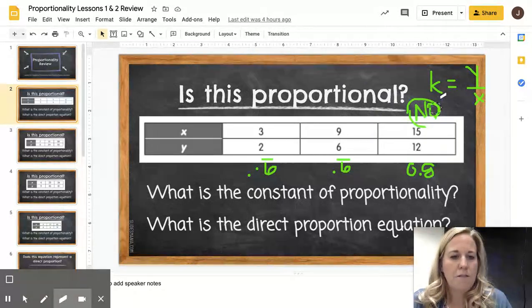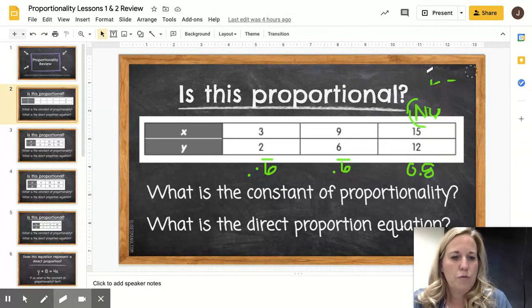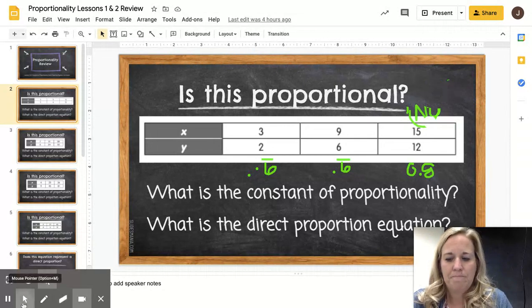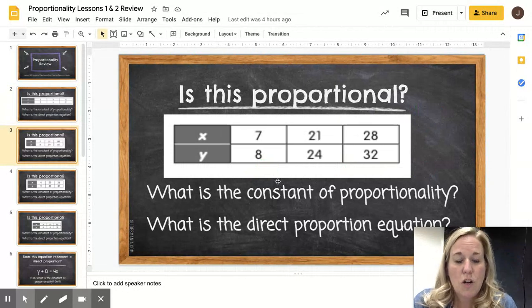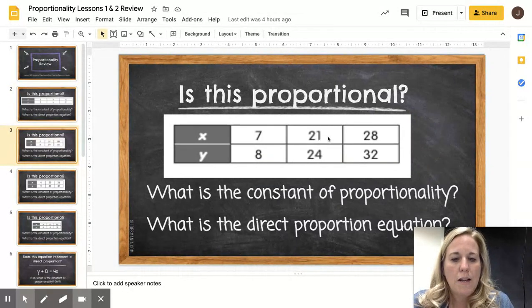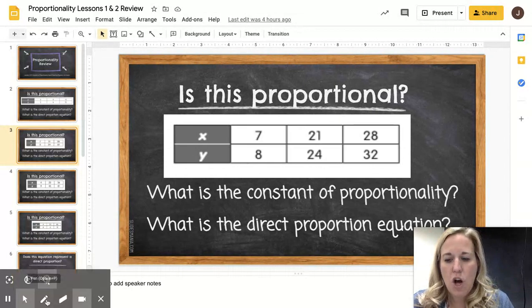Erase this stuff first. All right, so let's try this again. Remember, it's Y divided by X. So is this proportional? Yes or no? If yes, answer the 2 questions below. All right, pause me and try it. All right, what you should have done is done 8 divided by 7.